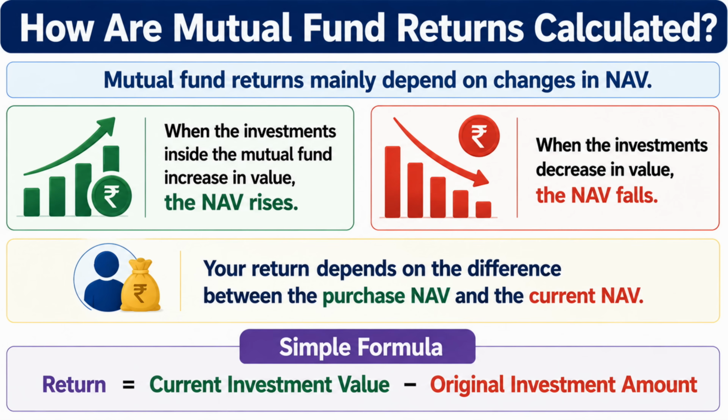Now we will see how mutual fund returns are calculated. Mutual fund returns mainly depend on changes in NAV. When the investments inside the mutual fund increase in value, the NAV rises. When the investments decrease in value, the NAV falls. Your return depends on the difference between the purchase NAV and the current NAV. Here you can see the simple formula. Return equals current investment value minus original investment amount.